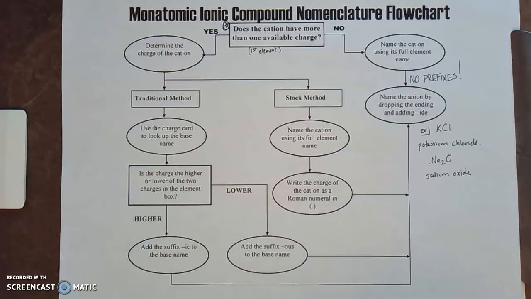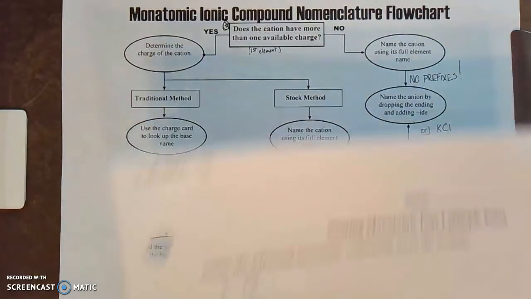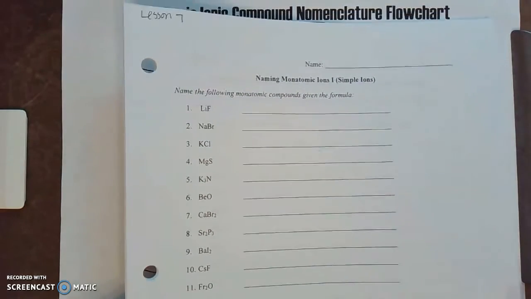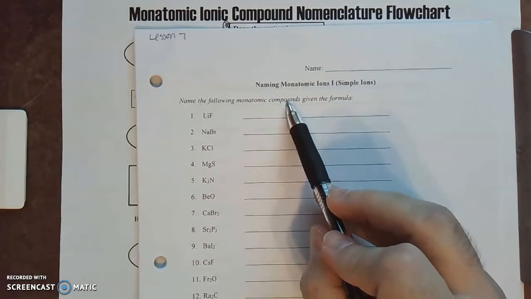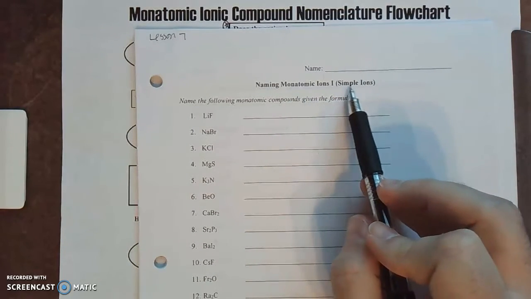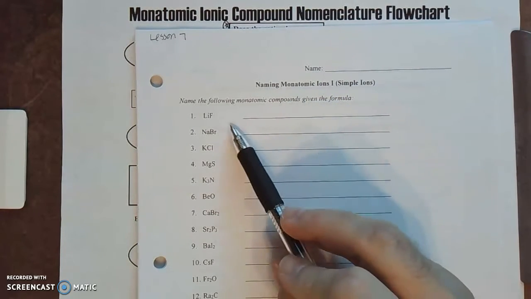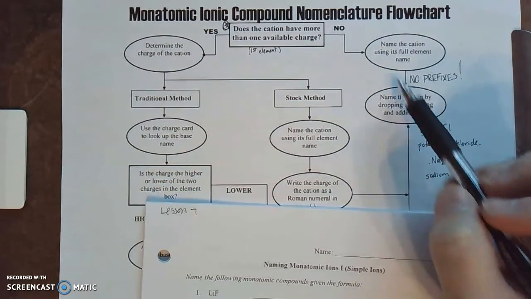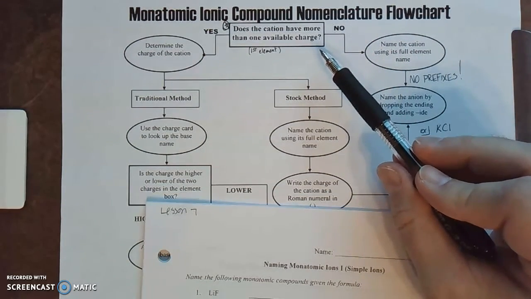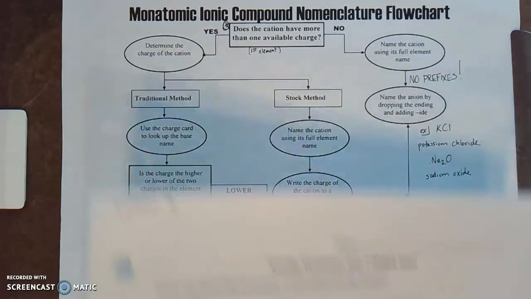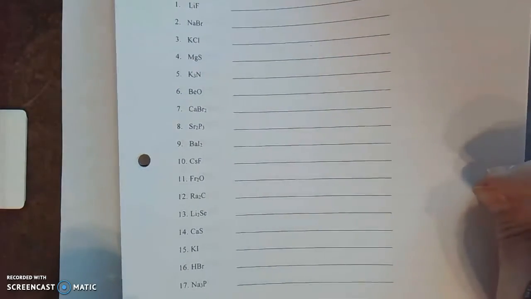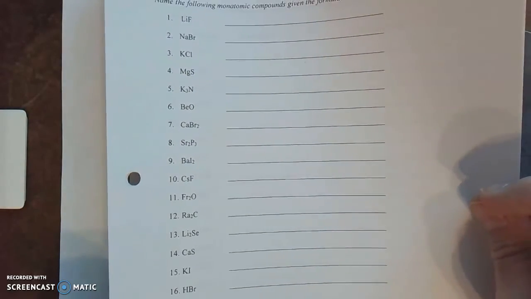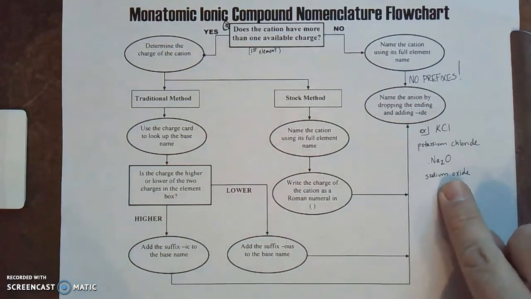We'll look in the next video for the other side. And now you can work on this worksheet that says naming monatomic ions 1, simple ions. So all of these follow this scheme right here. Does the cation have more than one available charge? No. So this worksheet is going to have you practice writing names for these examples.